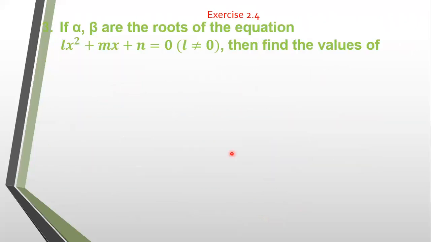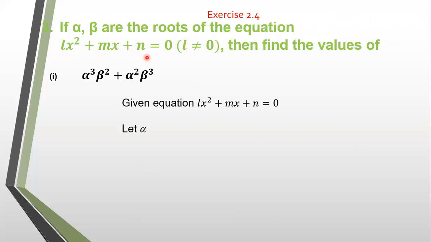Now another question: if alpha and beta are the roots of the equation Lx square plus mx plus n is equal to 0, where L cannot be equal to 0. Why? Because if L is equal to 0, then this equation will become a linear equation. That is not our task here. Then find the value of the first part, alpha cube beta square plus alpha square beta cube. Before starting, we have to find the values of alpha plus beta and alpha into beta from this equation. Given that Lx square plus mx plus n is equal to 0, let alpha and beta be the roots of the equation.